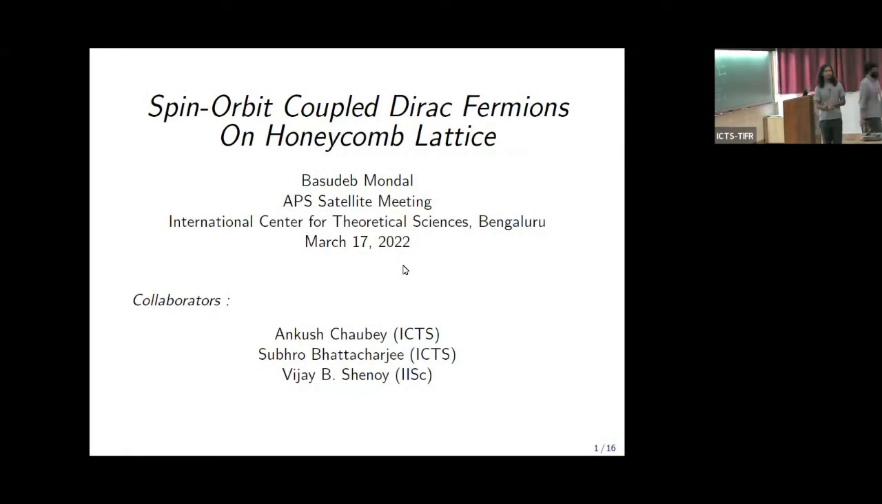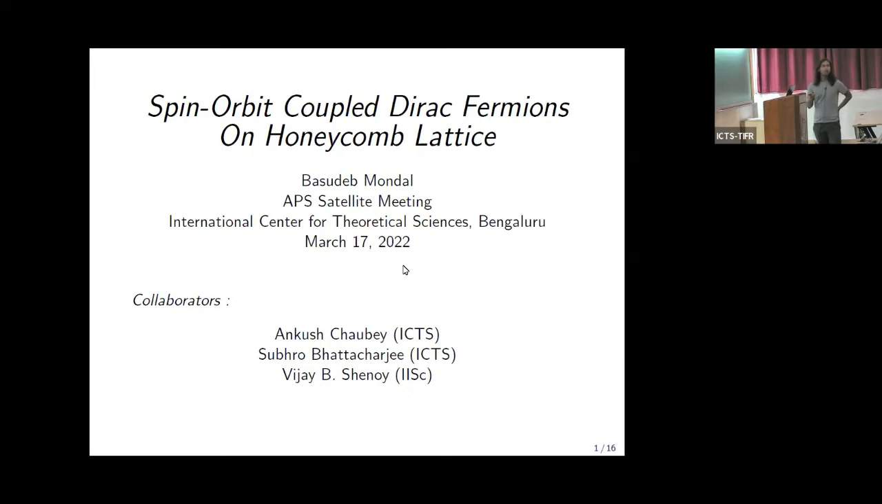So good afternoon, everyone. I'll be talking about an ongoing work in collaboration with Ankush, who is a PhD student, Professor Subhro Bhattacharjee, and Professor Vijay Chennai from IISc. I'll be talking about a system where the low energy theory is described in terms of Dirac fermions. And these Dirac fermions have a microscopic origin, which involves spin orbit coupling mechanism. And this specific model is defined on a honeycomb lattice.